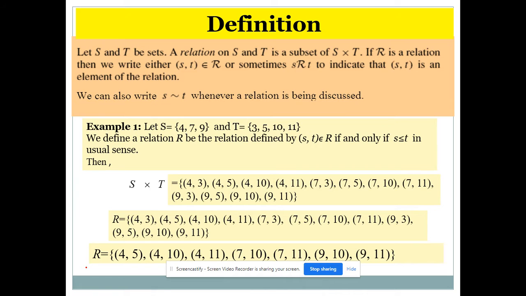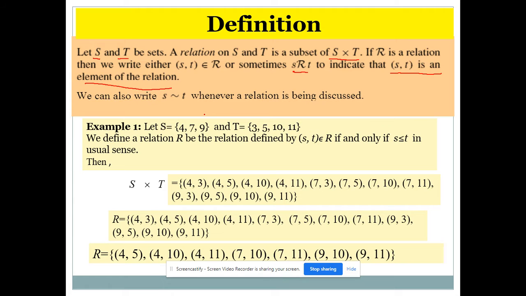A relation is basically defined in context with two non-empty sets. Let S and T be the sets. A relation on S and T is a subset of the Cartesian product S cross T. If R is the relation, then we can also write this as the ordered pair (s, t) belongs to R, or sometimes s R t, to indicate that (s, t) is an element of the relation. Sometimes another notation is also used, that s is related to t, whenever a relation is being discussed.